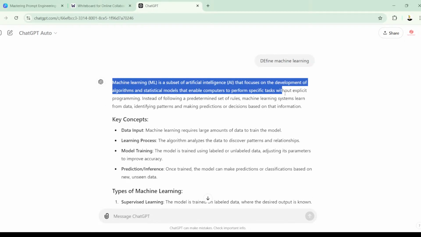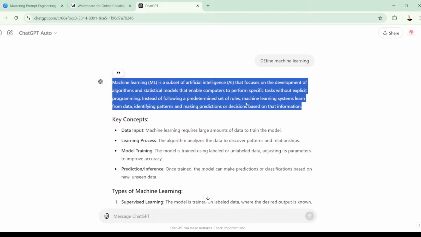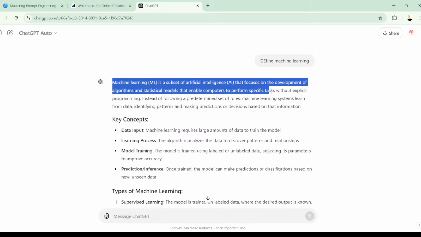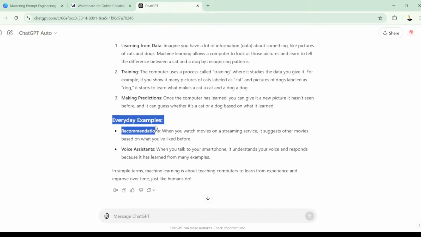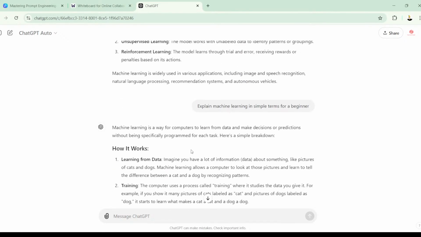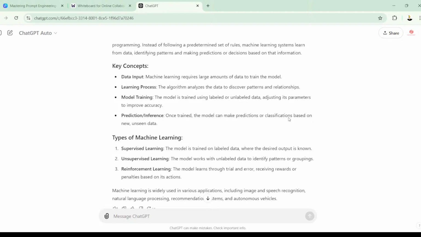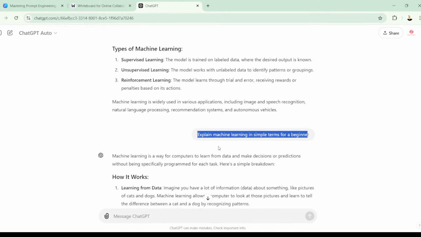First of all, you got this technical definition, right? Which you could have used for your assignment or a presentation. But for learning, I don't think this is optimized, right? So for a beginner, this definition is quite good. And as you can see how it works, with everyday examples, this is much more friendly and easy for a beginner, right? Just because we have rephrased it. Both questions are the same, define machine learning, but this one is rephrased as explain machine learning in simple terms for a beginner. This is how you use ChatGPT or any AI model at its best, right? Using it to its potential, right?